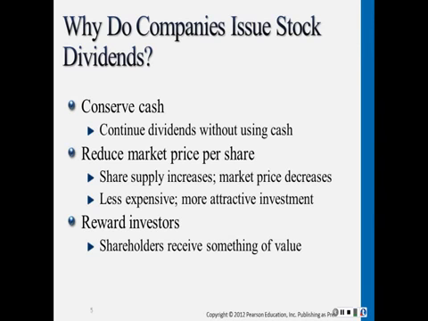The second reason is to reduce the market price per share of its stock. Depending on its size, a stock dividend may cause a company's market price per share to fall because of the increased supply of stock. And the third reason is to reward investors. Investors often feel like they have received something of value when they get a stock dividend.